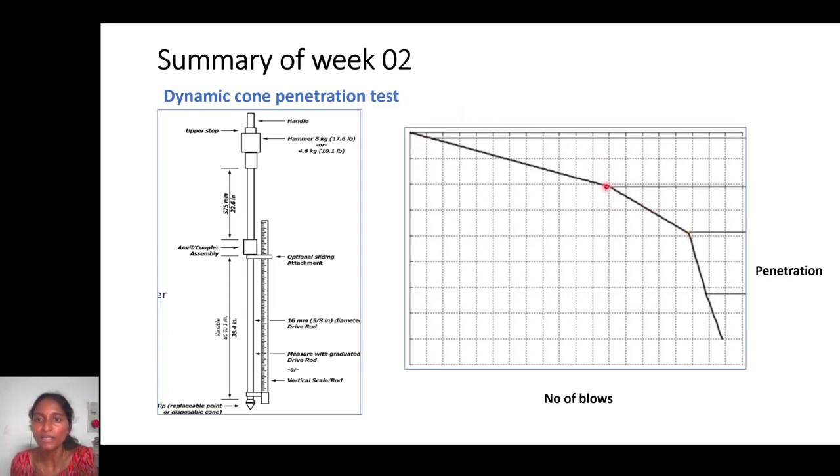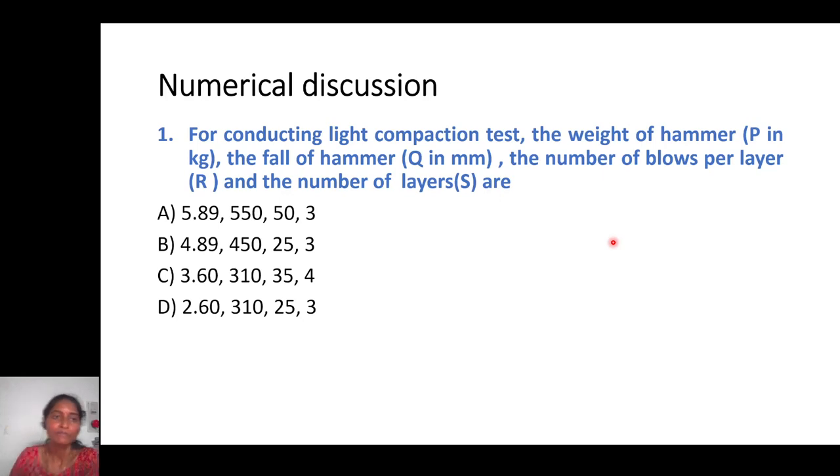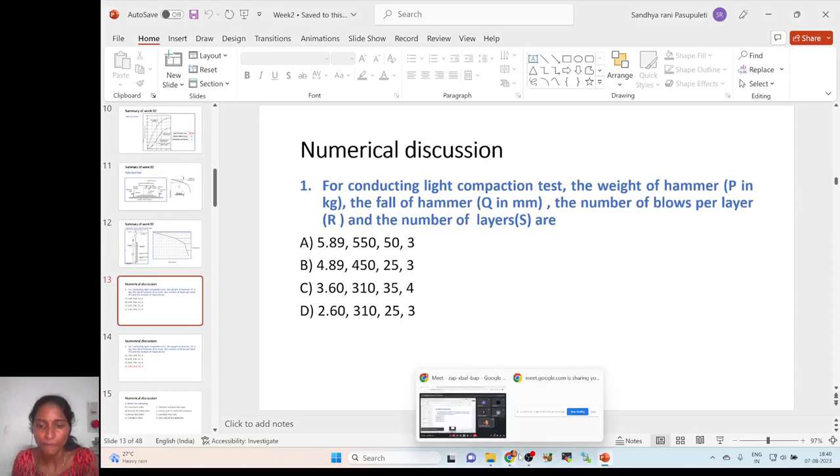in the soil layer. Till this it might be a black cotton soil, and beyond that it could be a red soil, or beyond that it could be a hard rock or something. So if you want to determine where actually the strata are changing, most of the time people do use this dynamic cone penetration test. So let us solve a few numerical problems.